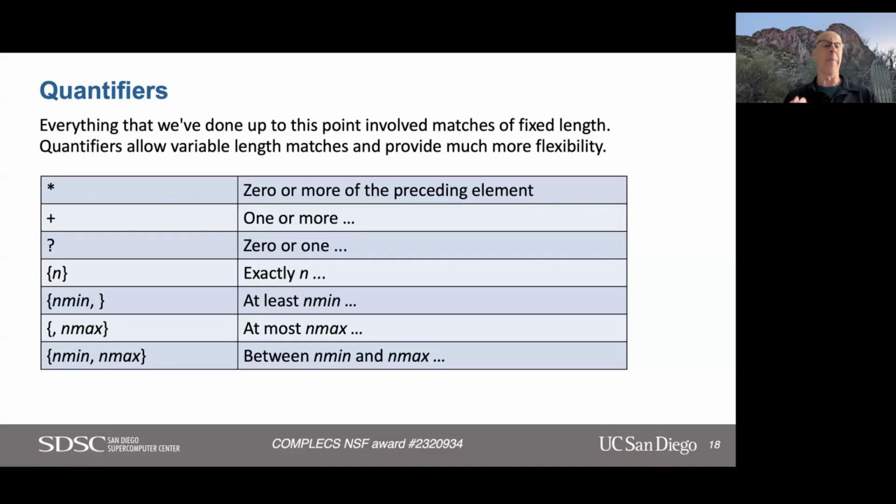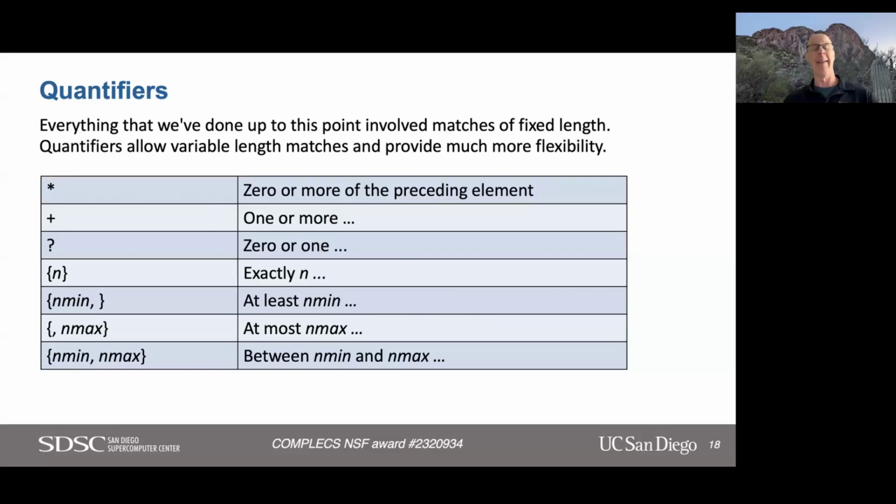So the list of quantifiers we're going to be working with are the star, which means 0 or more of the preceding element. A plus sign means 1 or more. Question mark, 0 or 1. And then if we have curly braces and a single integer, that means we're going to be matching exactly n of the preceding element.